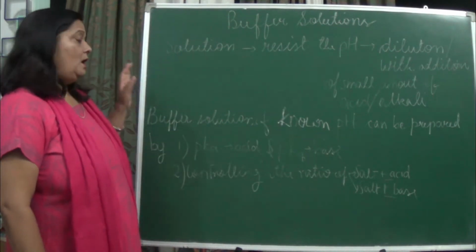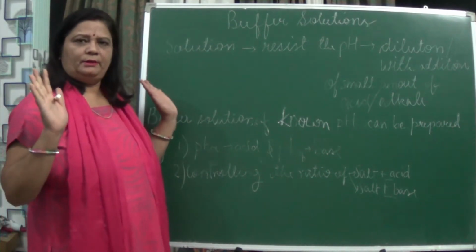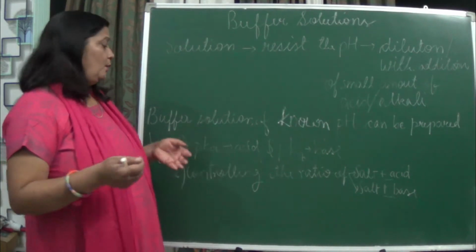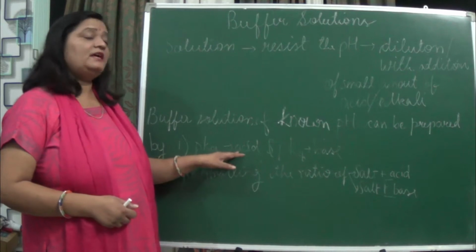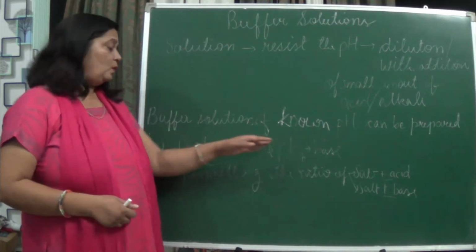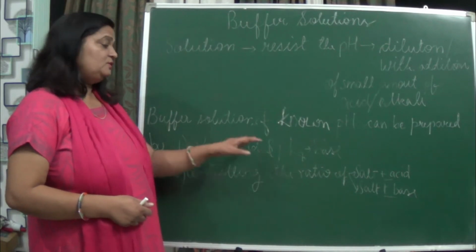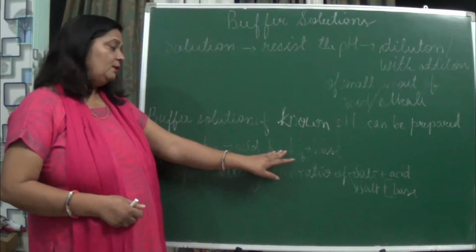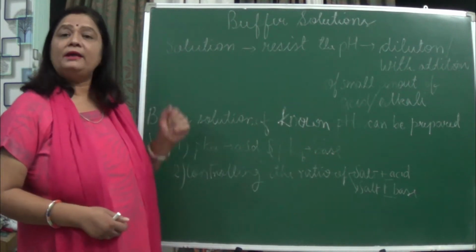Now, a buffer solution of a known pH can be prepared. How can we prepare a buffer solution of a known pH? First, by knowing the pKa value of the acid and the pKb value of the base. What is pKa? The negative log of the ionization constant of the acid. What is pKb? The same for the base. If we know that, a buffer solution of known pH can be prepared.